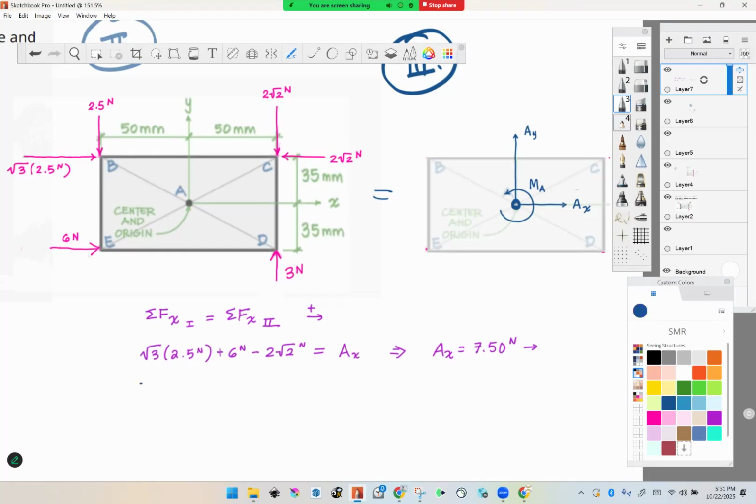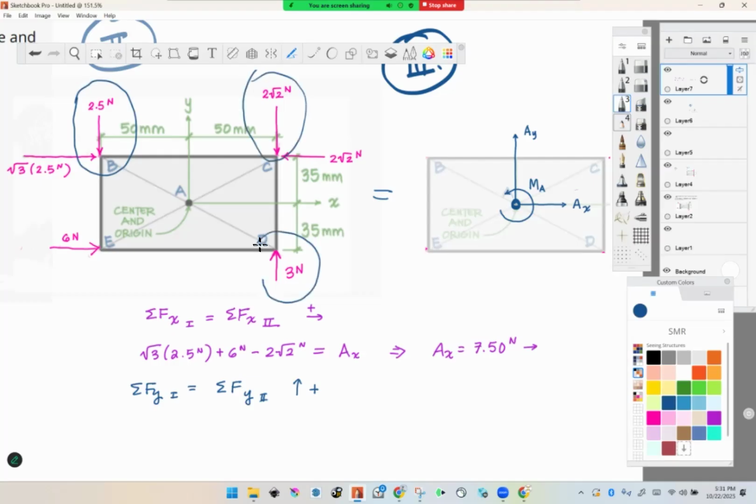Next up, we're going to do summation of forces in the y direction of system 1 matches the summation of forces in the y direction of system 2. We'll define upward as positive. In system 1, I have this, and I have this. So I'll do minus 2.5 minus 2 root 2 plus 3 equals, and A y here is pointing upwards, so I'll put that one positive as well.